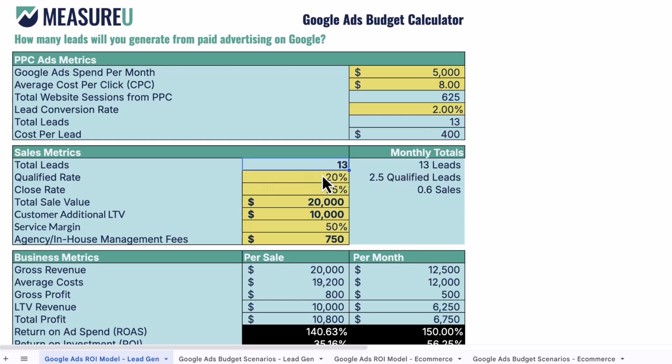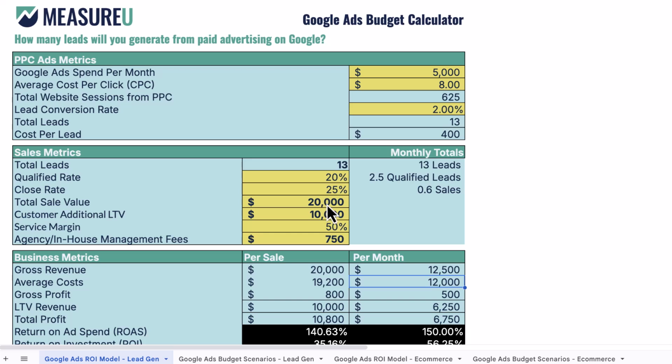Now you have your 13 leads, and then you look at how many are qualified. If 20% are qualified, you have 2.5 qualified leads. If 25% of them close, then that's 0.6 sales. So it's not even one sale a month. You'll notice that the monthly numbers are lower than the per-sale numbers because you're not even getting one per month in this scenario. And of course, you want to play different scenarios and see what it would take for advertising to work.